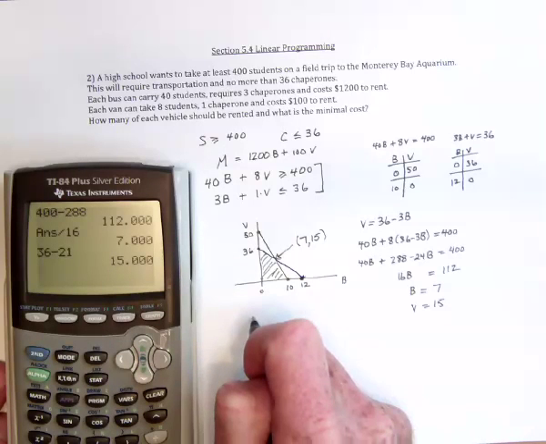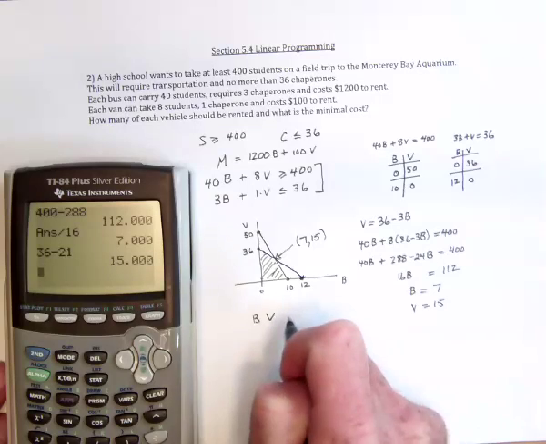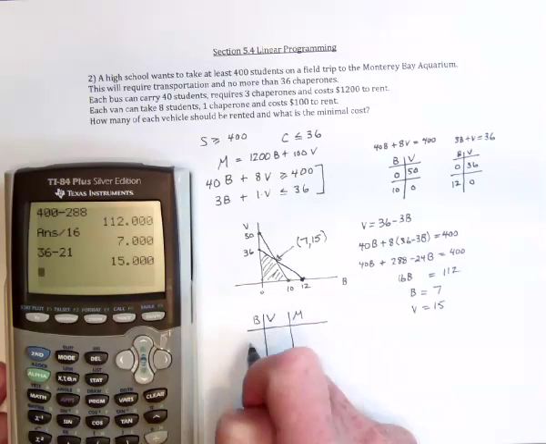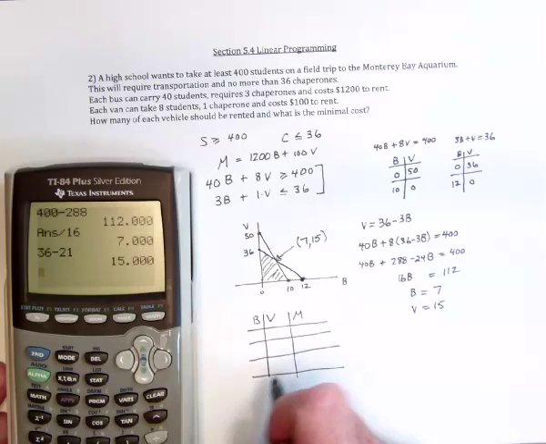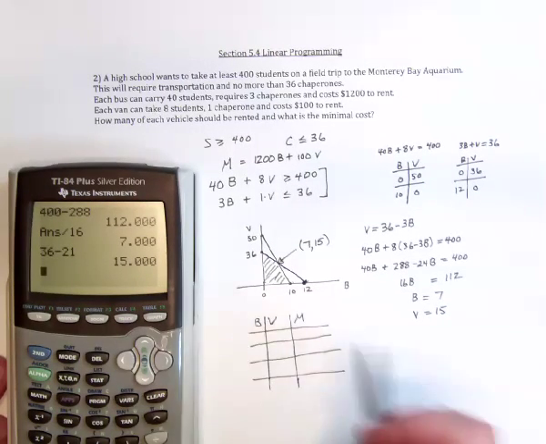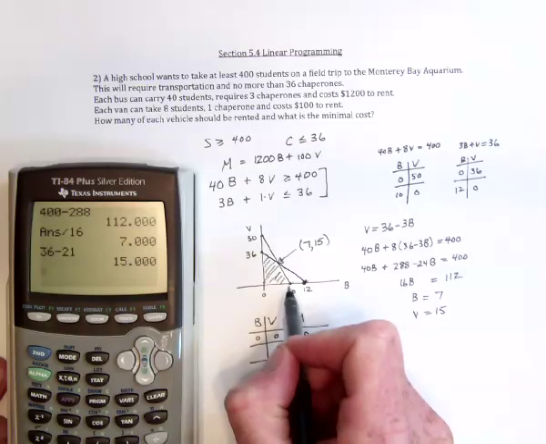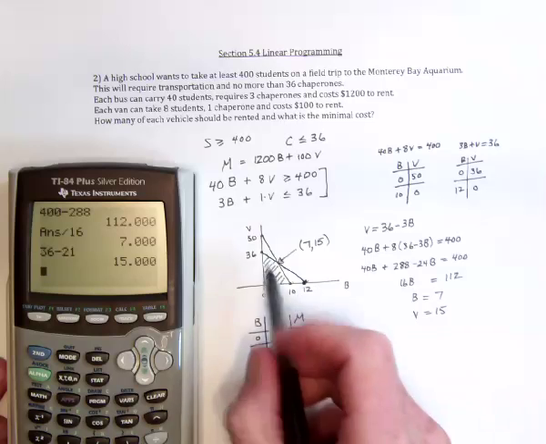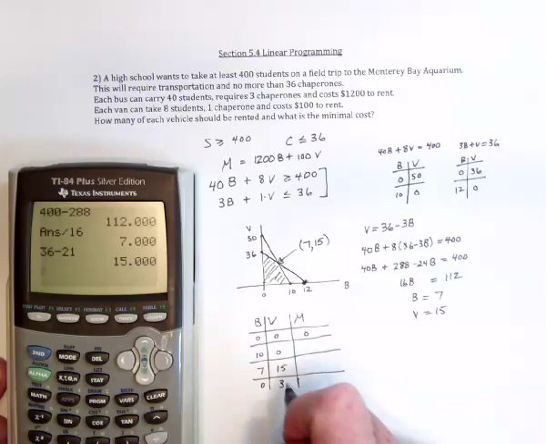So now we've got B and V and M, make a table of values. And then the points are the origin, so 0, 0. Although in this case that wouldn't make much sense, to have 0 buses and 0 vans, because then 0 people would go. So we need positive values. We've got this corner, which is 10 and 0. We've got this one, 7 and 15. And this corner, which is 0 and 36.